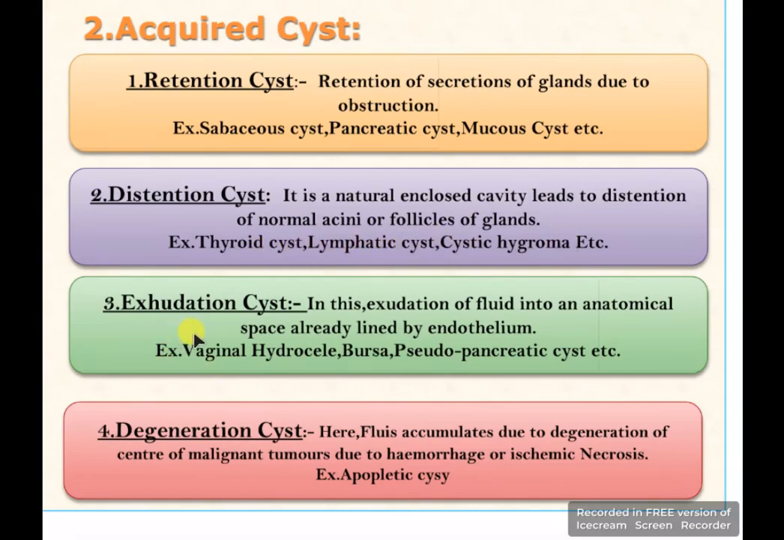Then the third type is exudation cyst. In this type of cyst, there is exudation of a fluid and it collects in an anatomical space already lined by endothelium. For example, vaginal hydrocele, bursa, pseudopancreatic cyst. The fourth type is degeneration cyst. Here, fluid accumulates due to degeneration of the central material of malignant tumors due to hemorrhage or ischemic necrosis. For example, apoplectic cyst.